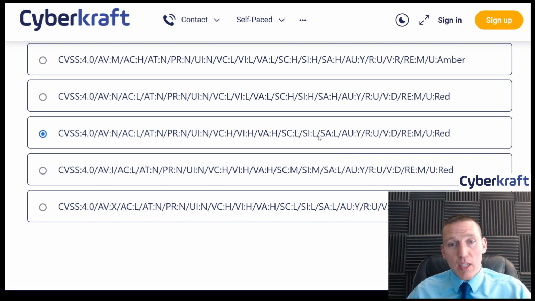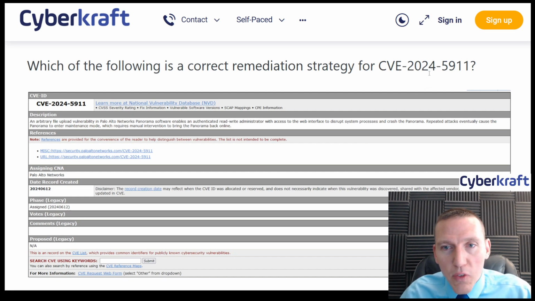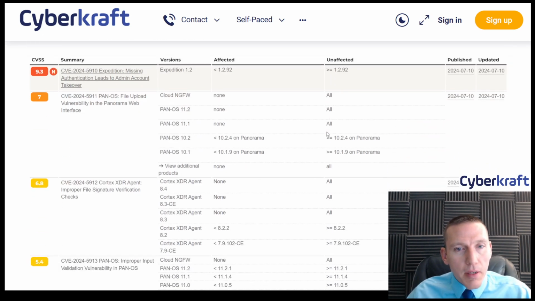Okay, and you do need to know this, especially for CySA Plus and CASP Plus. For Security Plus, it helps to understand what these are. But for CySA Plus and CASP Plus, you're definitely going to get questions like this. Okay, what's your following remediation strategy for 2024-5911? I guess we're going back to the scan results.